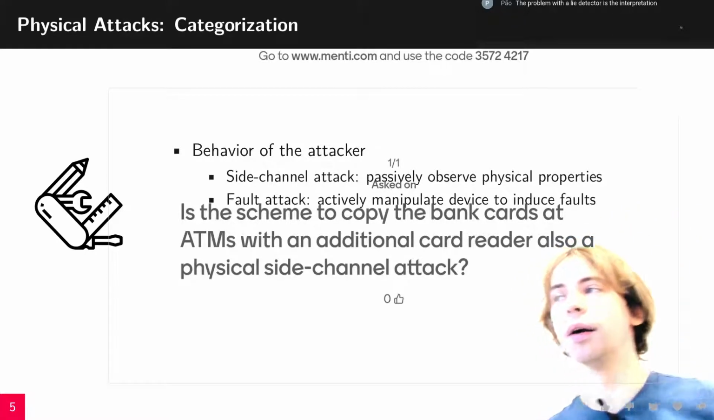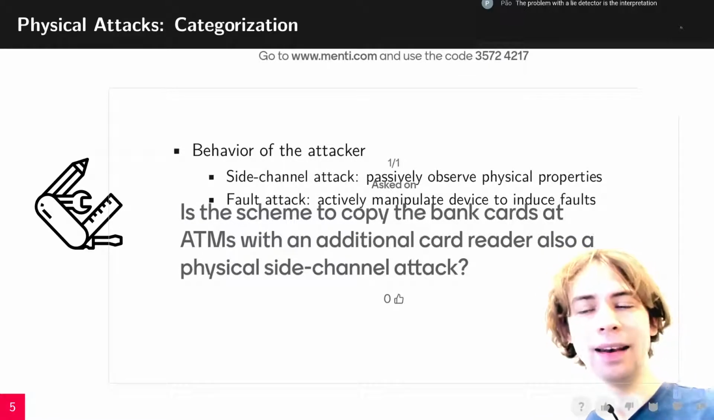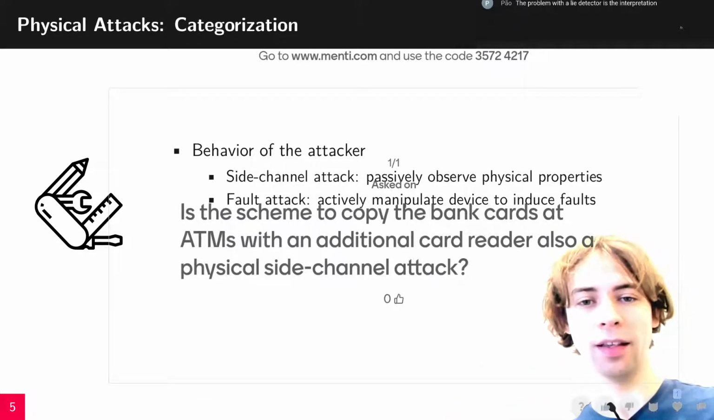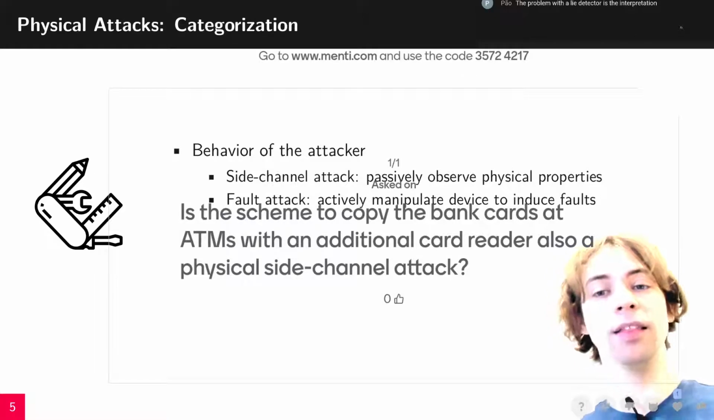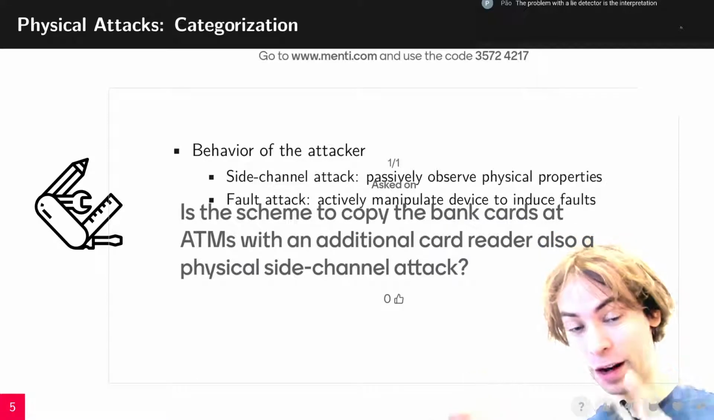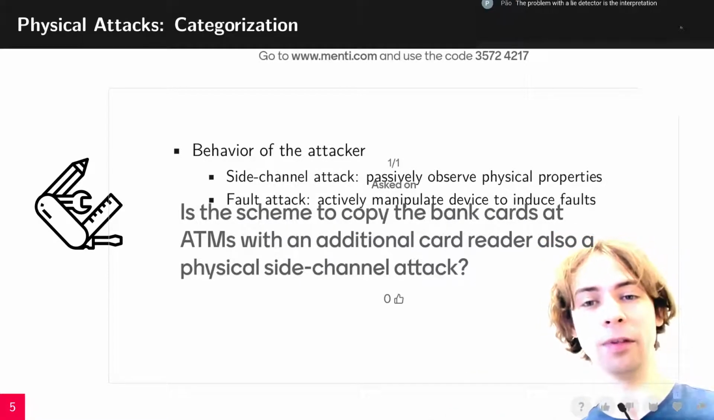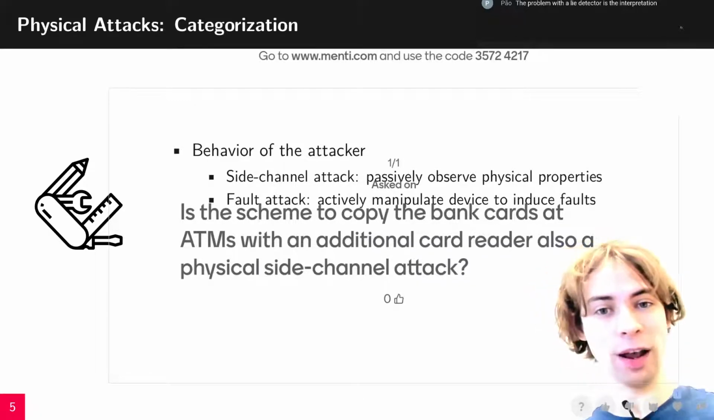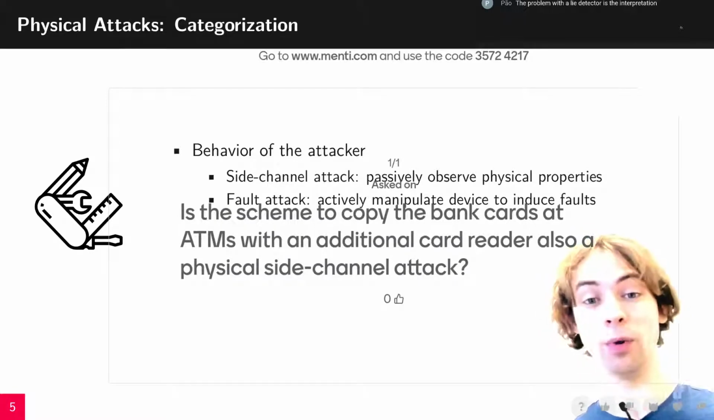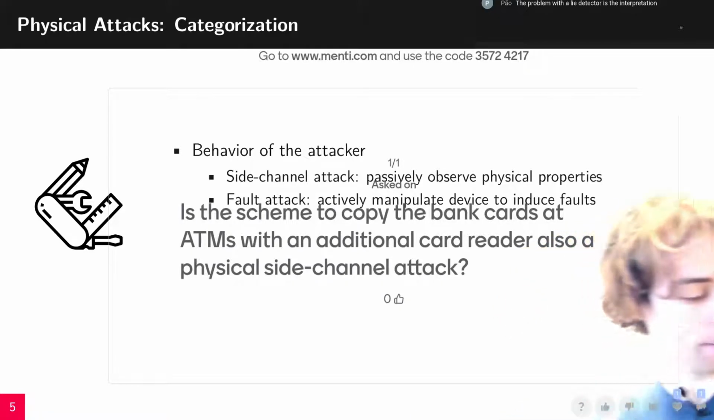If you would, for instance, take a microphone and listen to when the pin buttons are pressed, and then infer the pin from that, that would be a side channel attack. If you have a camera that directly records the pin pad, that also exists as an attack at ATMs. That's also not a side channel attack if you directly have recorded what the pin is. So a side channel attack always has the steps through metadata.